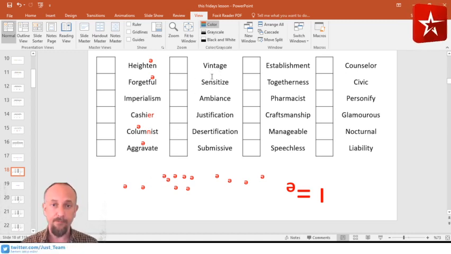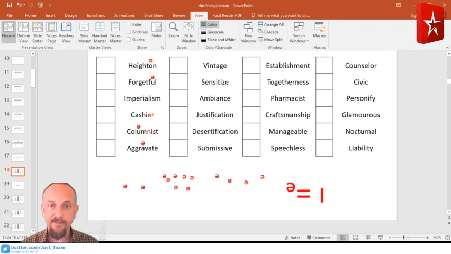Vintage is another example. Actually, we don't have a schwa here. Then we have sensitize, and we don't have that sound there. What about this one here? Ambience. I'm going to quickly go to YouTube. We do actually have a very similar sound here. It's ambience, but it's more of an ambience.